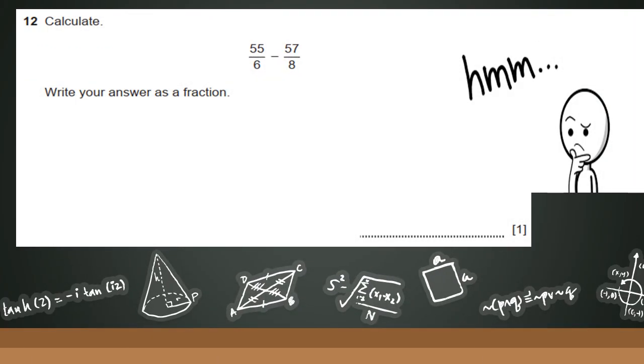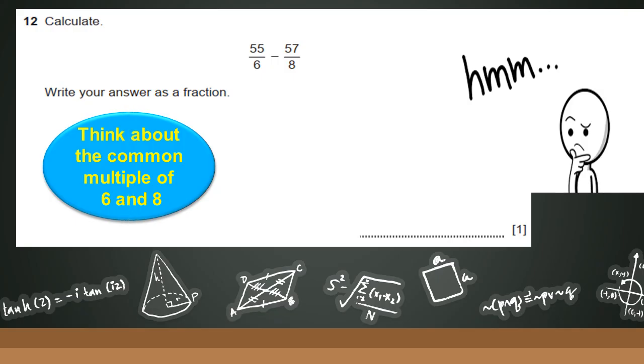Okay, how can I solve this problem? I have 5 5/6 minus 5 7/8. This means I need to have a common denominator. It's simple to say I will multiply 8 by 55 and by 6, and multiply 6 by 57 and 8, but it's easier to find a common number between 6 and 8. What is the lowest common multiple of 6 and 8? Let's think about the common multiples of 6 and 8, which will be 24. So it's easier to make them both go to 24.